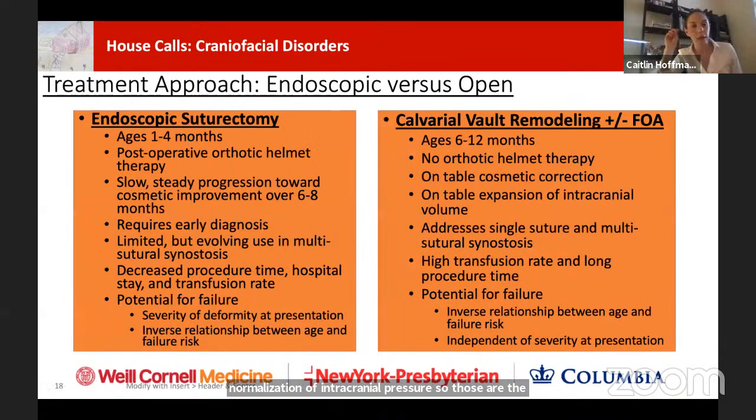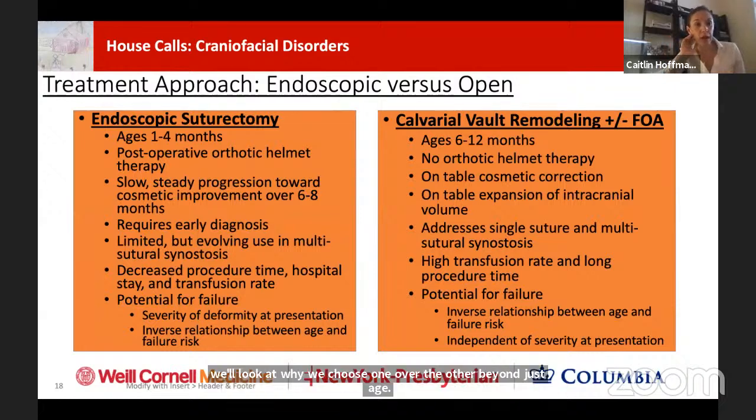Now, in the current day and age, there are two standard approaches. Endoscopic suturectomy is absolutely gold standard of treatment within a certain age range and type of patient. So to review the differences between the two, and then we'll look at why we choose one over the other beyond just age. Endoscopic suturectomy is an approach that we can utilize between 1 and 4 months of age. So it's something we perform as early as 4 weeks. The oldest is 4 months of age.